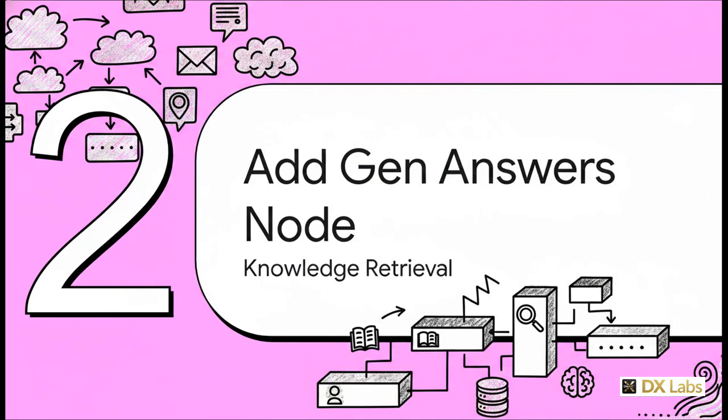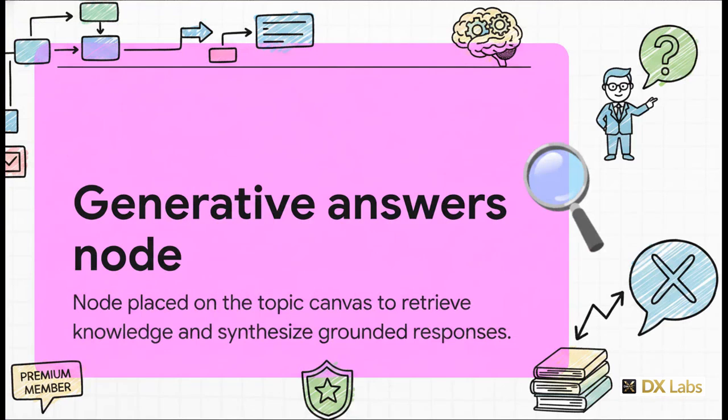Part 2. Adding generative answers nodes. In simple terms, think of the generative answers node kind of like bringing an expert consultant into a meeting at a very specific moment. Technically speaking, this node lives right on the topic canvas in Copilot Studio. You place it precisely where you want knowledge retrieval to occur within a known conversational flow.